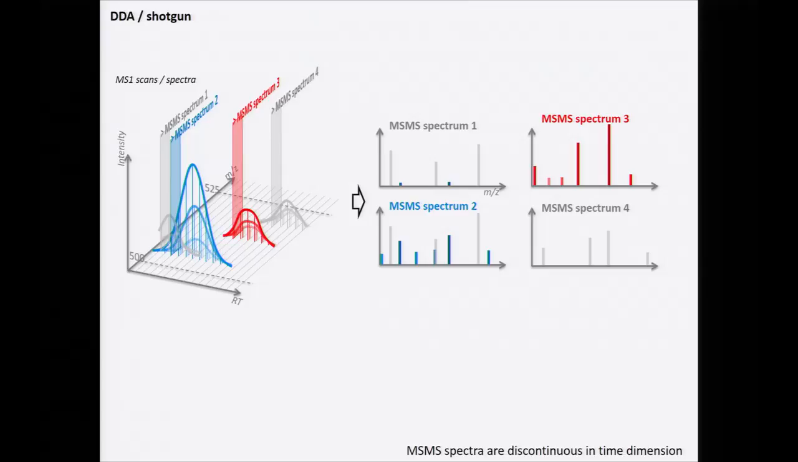Okay, next scan here, it selected the gray one that was on the exclusion window of the shotgun method, and then it selected the blue one with an arrow. It's usually between 1 and 3 Dalton isolation window, and it selected this spectra. And then here the red one, this spectra, the gray one, this spectra. And already from these very simple pictures, you can think about problems, right?